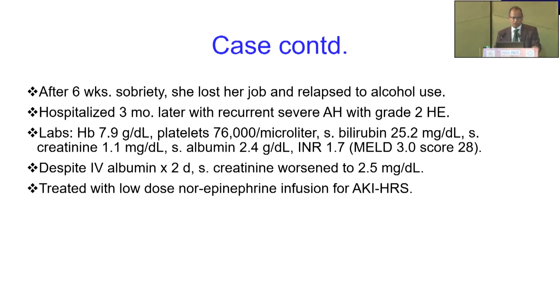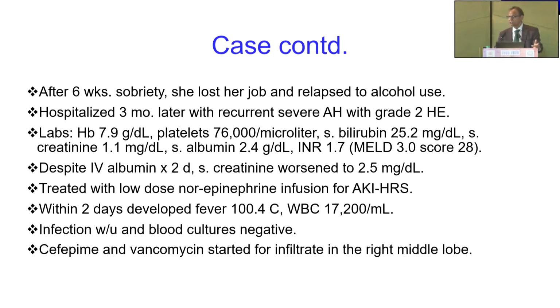Case continues. After 6 weeks of sobriety, so she stays again 6 weeks sober, relapse to alcohol use. So this is what we as physicians need to recognize. More than a behavior, this is a disease. So they are struggling with 2 diseases. It's a dual pathology more than the liver disease. And this you can see, in spite of going to deathbed 2-3 times, she's drinking again. So she was hospitalized 3 months later with recurrent severe AH with grade 2 encephalopathy, anemic, platelet count went down further, bilirubin went up further, so it's just deteriorating everything. And now she's developing pneumonia and she's in ICU.